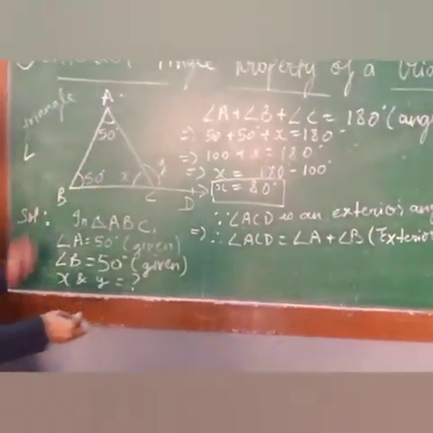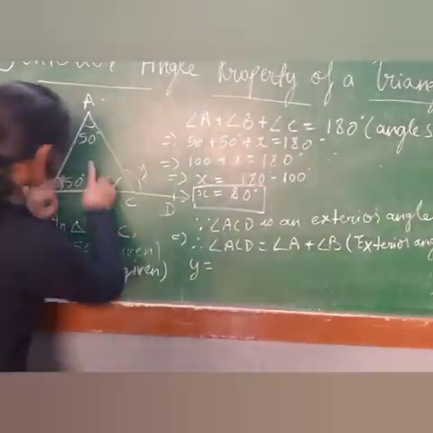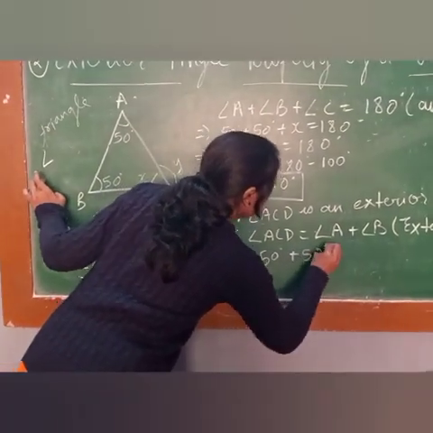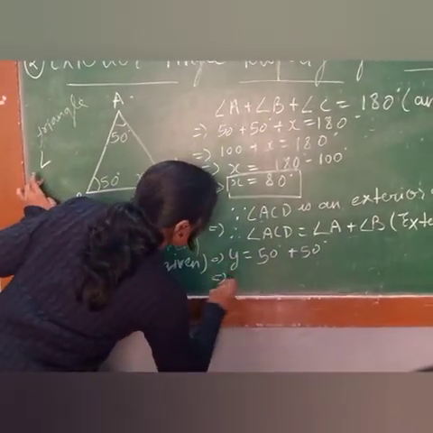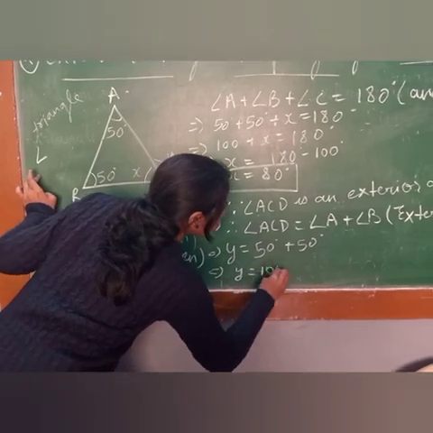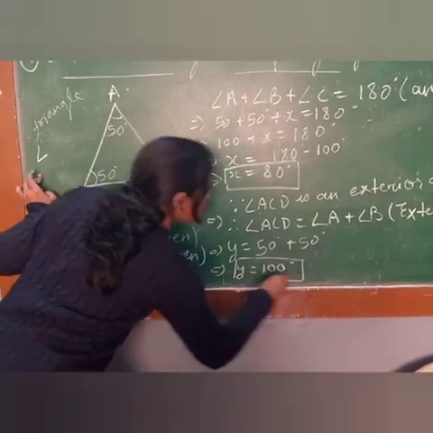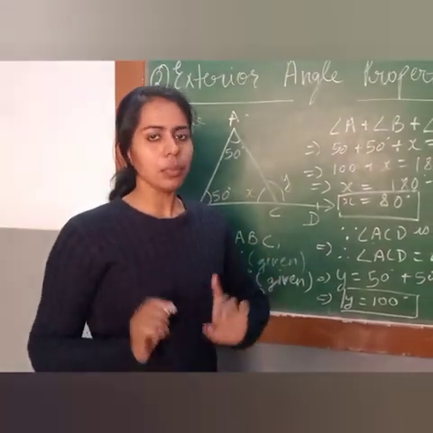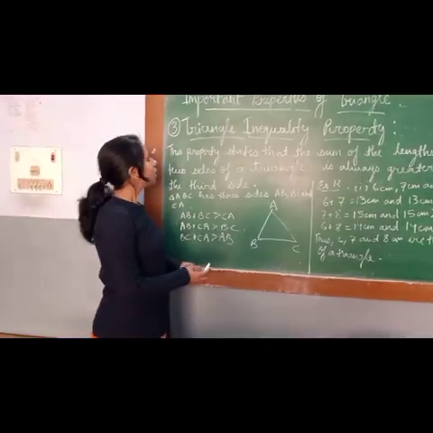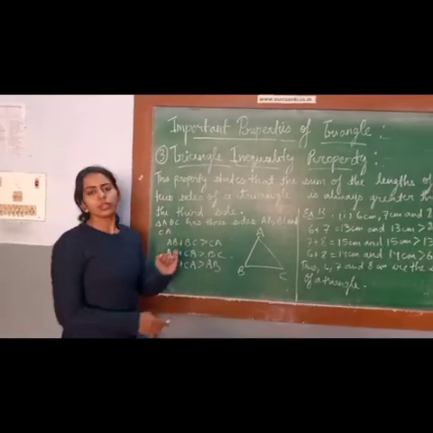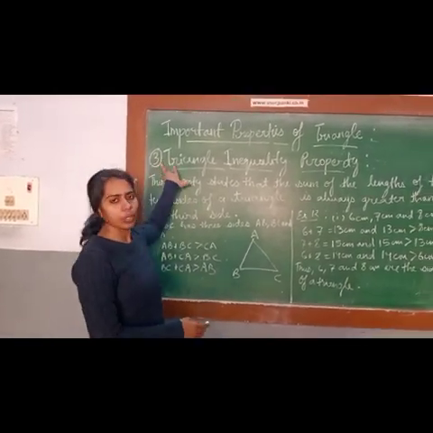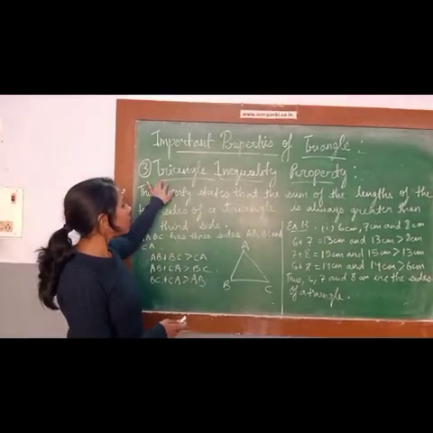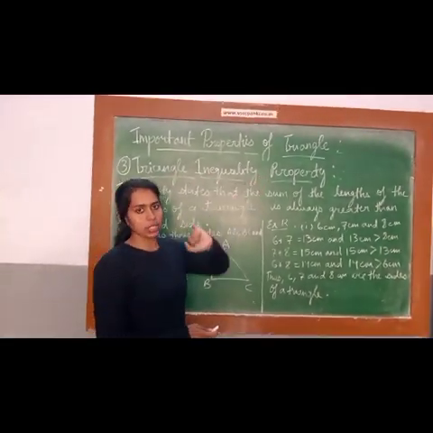Okay, now ACD is equal to y, that is equal to 50 degree plus 50 degree. So in this way you got the value of y as 100 degree. Okay, so this is all about your exterior angle property. So students, now we are switching to our third property of a triangle. What is the third property of a triangle? It is triangle inequality property.